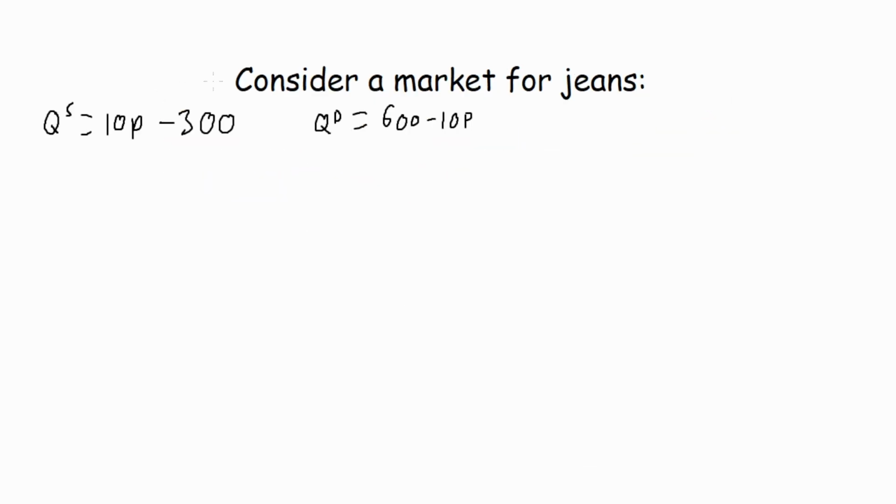So let's consider an example of a market for jeans with the quantity supplied given by 10p minus 300 and quantity demanded given by 600 minus 10p. So since we know that in market equilibrium the quantity supplied and the quantity demanded must be equal, we can solve for market equilibrium by equating quantity supplied with quantity demanded. So this is what that will look like.